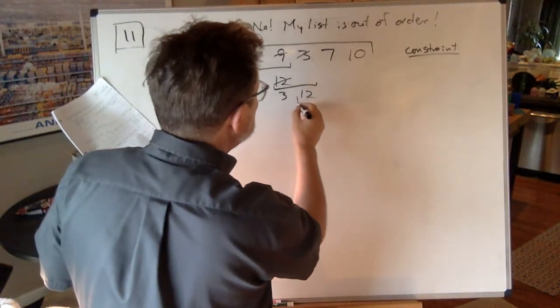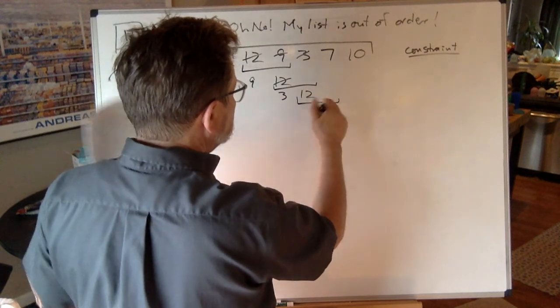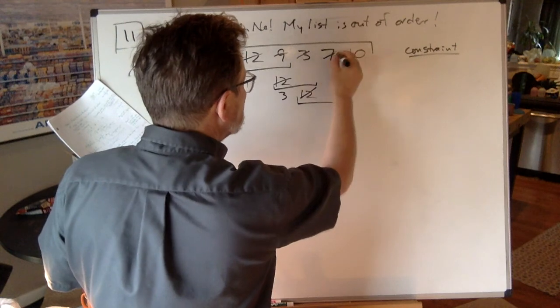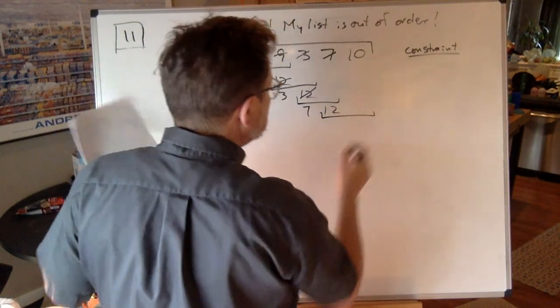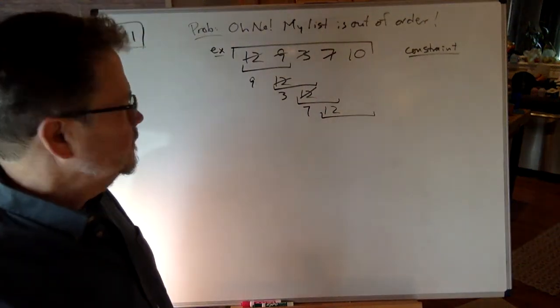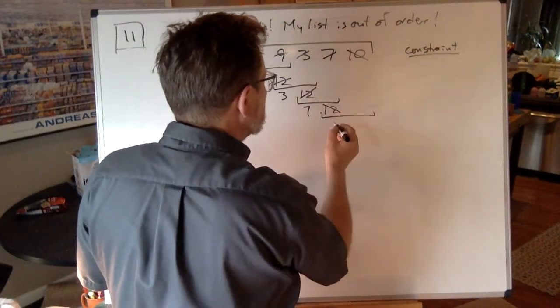So let's say we move to the next two numbers and see if those two are in order. And you know what? Those aren't in order either. So we've got to swap the 12 and the 7. 7 there and 12 there. And then we've only got one pair of numbers left. The 12 and the 10, those are not even in order. So I swap those.